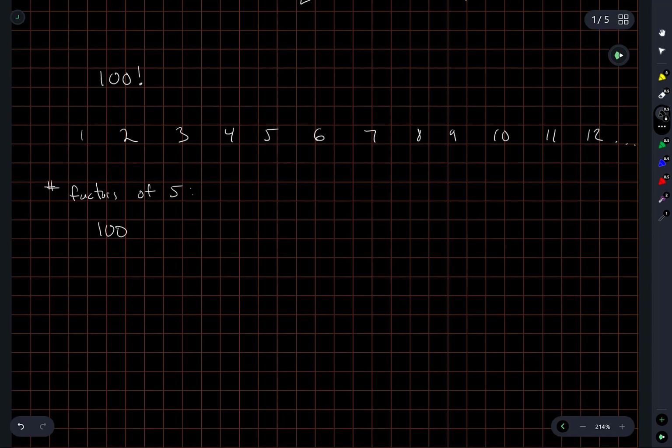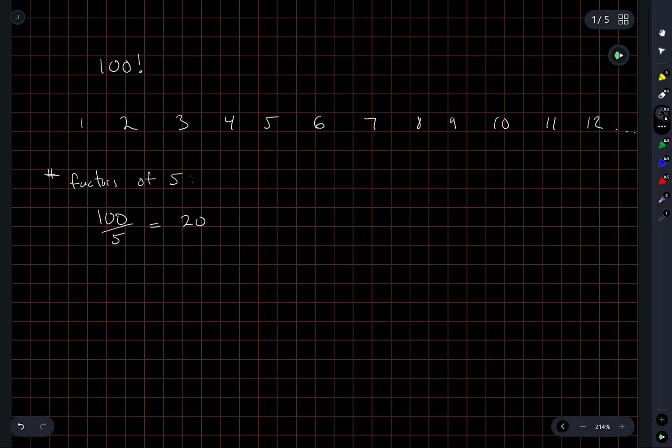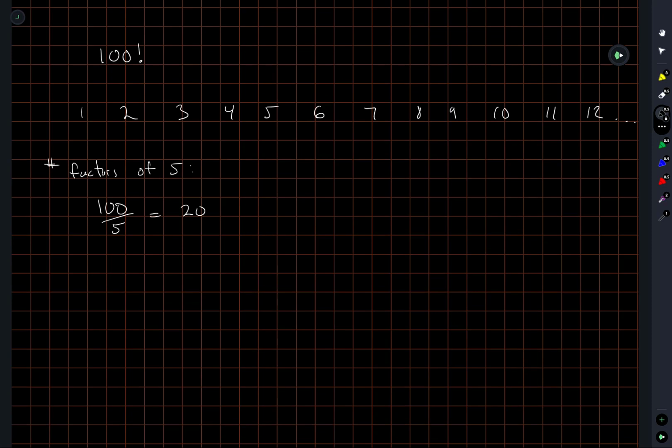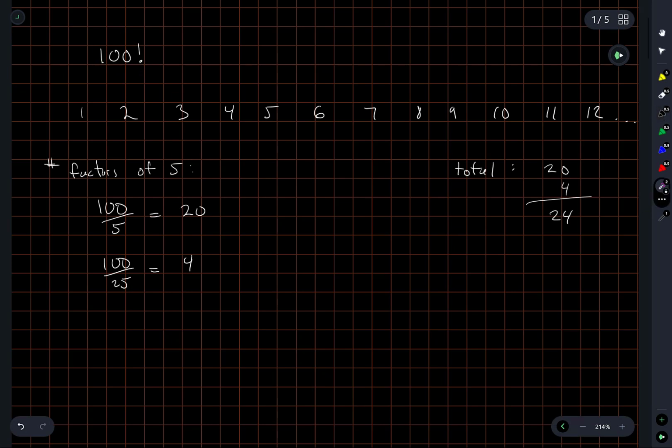Okay, so 100 divided by 5 is 20. There are 20 numbers between 1 and 100 that are multiples of 5. So if we take a total of occurrences of 5, it's going to be 20. And then if we divide 100 by 25, this is 4. So we have to add another 4 for multiples of 25. And I guess we don't care about 5 cubed, right? Because 125 is greater than 100. So there are going to be 24 zeros at the end of 100 factorial.